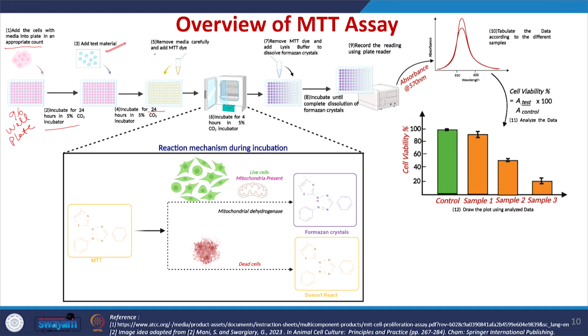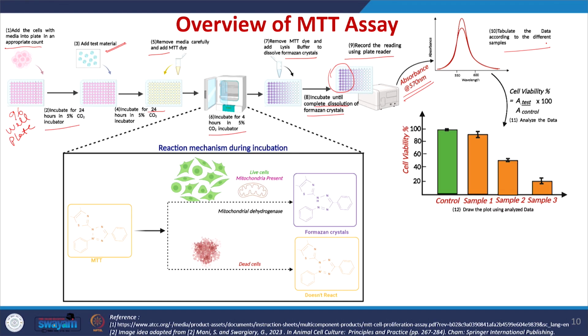Then remove the media carefully and add MTT dye. Then again incubate for 4 hours in a 5% CO2 incubator. Then remove the MTT dye, then add the lysis buffer to dissolve the formazan crystals. Incubate until complete dissolution of formazan crystals. Once it is completely dissolved, then record the reading using a plate reader. And the absorbance can be measured at 570 nanometer. As I told earlier, if you are having high color intensity, that implies that more number of cells are viable.